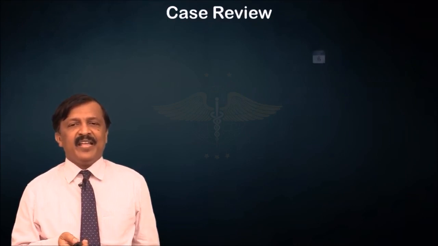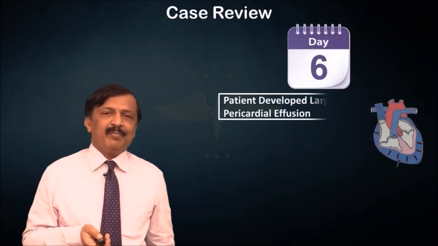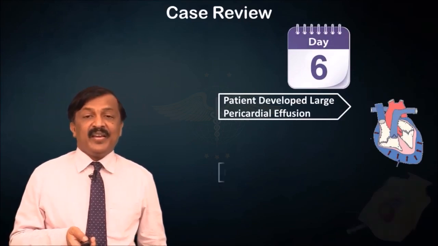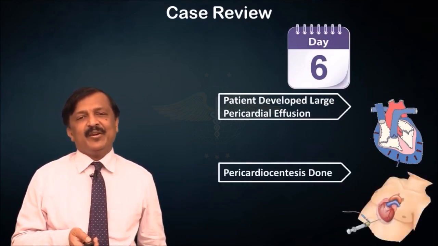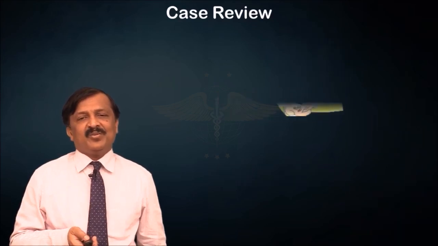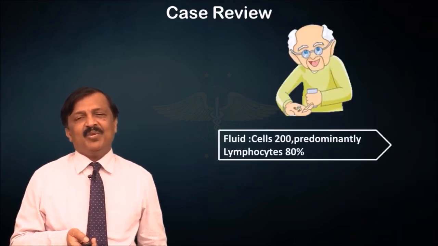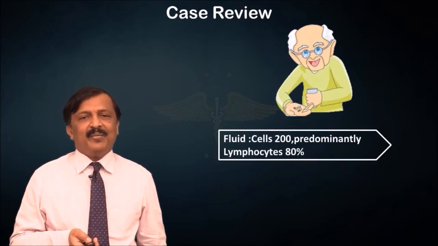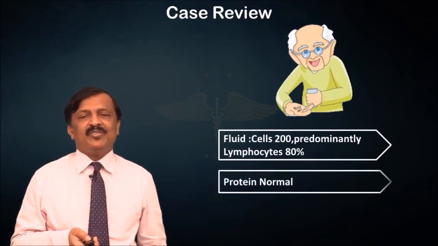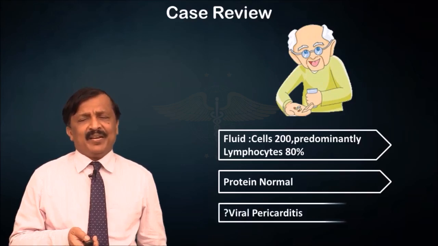Coming to our patient: on day 6, he kept on complaining of pain. When we did an echo again, we found a significant pericardial effusion which was not there on day 2. Pericardiocentesis was done. The fluid was suggestive of mostly viral etiology. Cells were around 200, predominantly lymphocytes. Protein was normal, sugar was normal. Viral pericarditis was there.